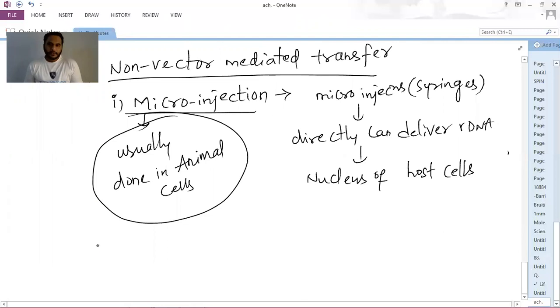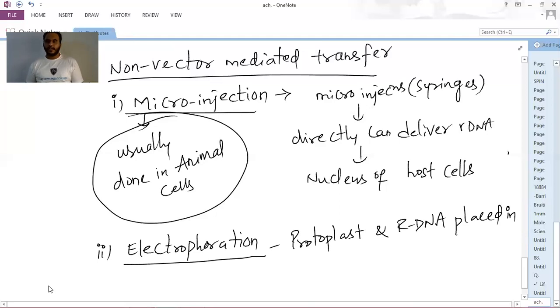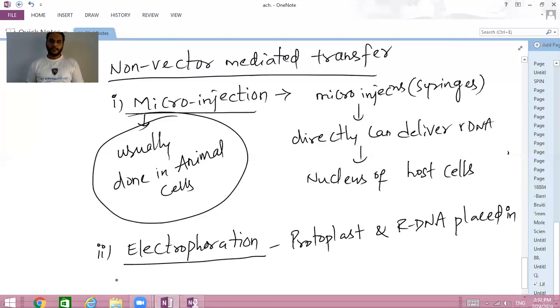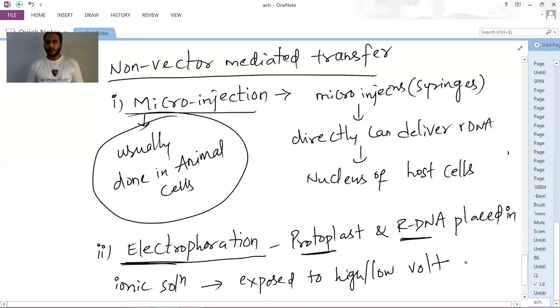And coming to the second method after that, electroporation. Electroporation means the protoplast of the host cells and rDNA are both placed in an ionic solution and exposed to high or low voltage.